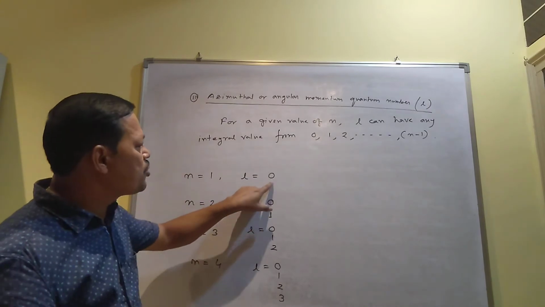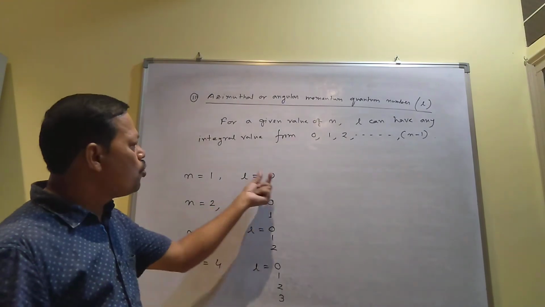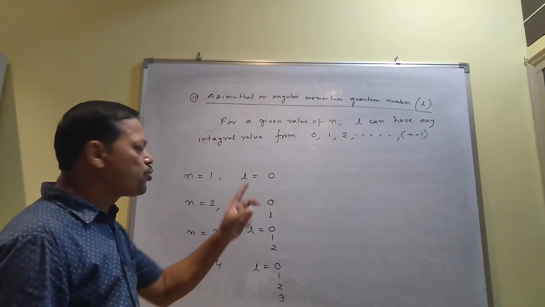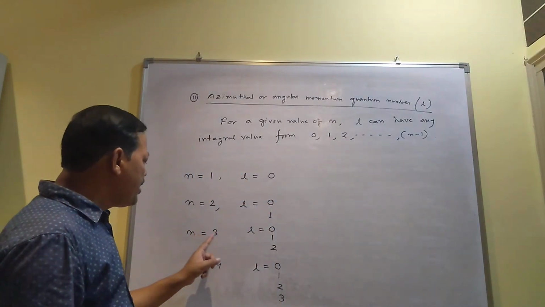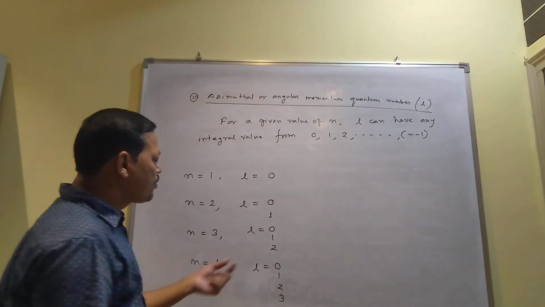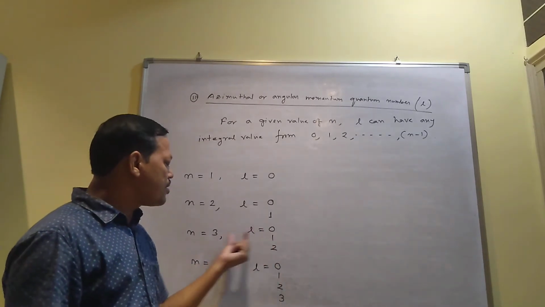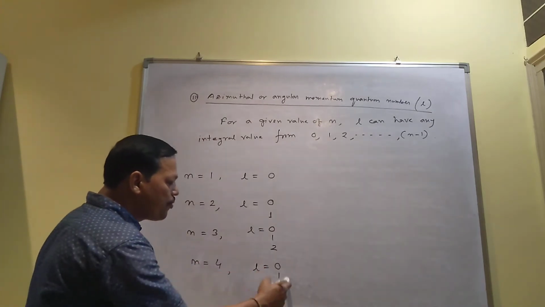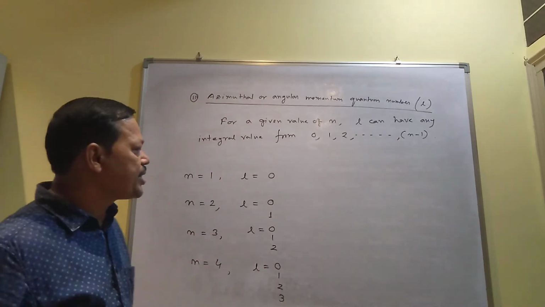One value means one subcell present. Here you have got two values, that means two subcells present. In the third cell, n equal 3, you have got 3 values, that means the third cell contains 3 subcells. In n equal 4, you have got 4 values, I mean 4 subcells are present.